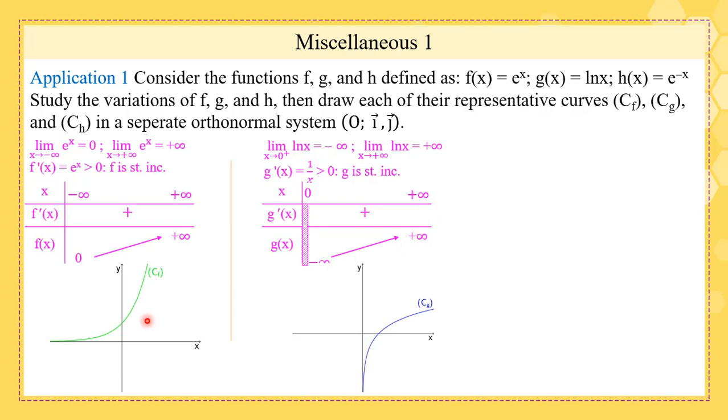Now we can see from here that the curve of f and the curve of g are somehow symmetric. In fact, they are symmetric with respect to the first bisector, with respect to the line with the equation y equals x.